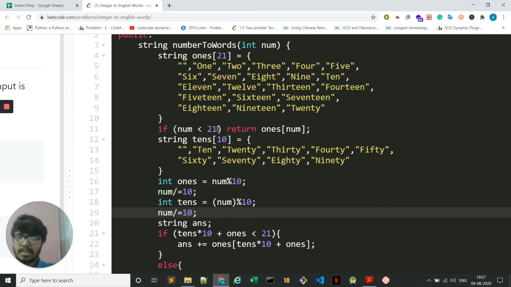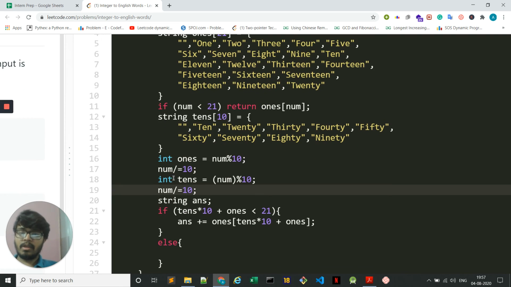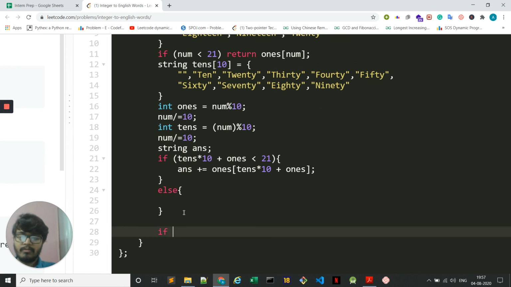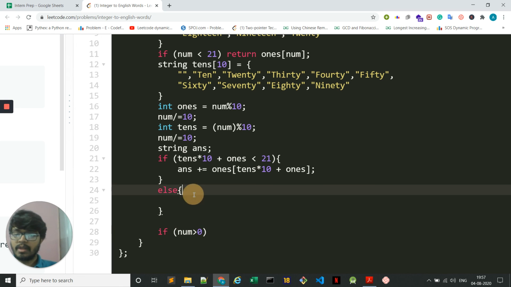It is sure the number is greater than or equal to 21. If that is the case, the number has at least 2 digits. Therefore, we can do these operations, and after the second operation, the number might become 0. Why? Because if the number is 98, we divide by 10 and it becomes 9. Then we divide by 10 again and it becomes 0. So after this else, we need to check if the number is greater than 0, and only then operate on the number.